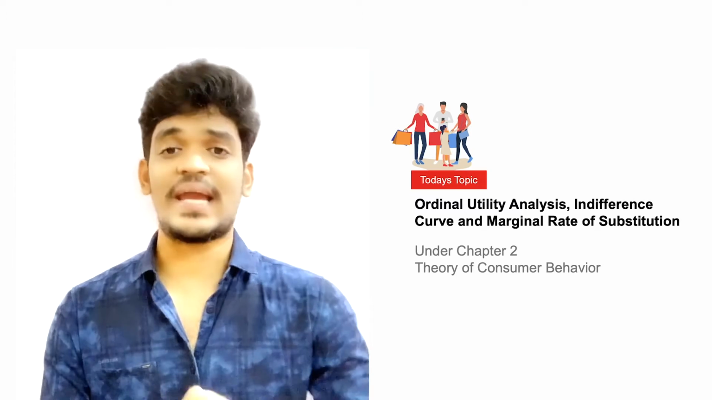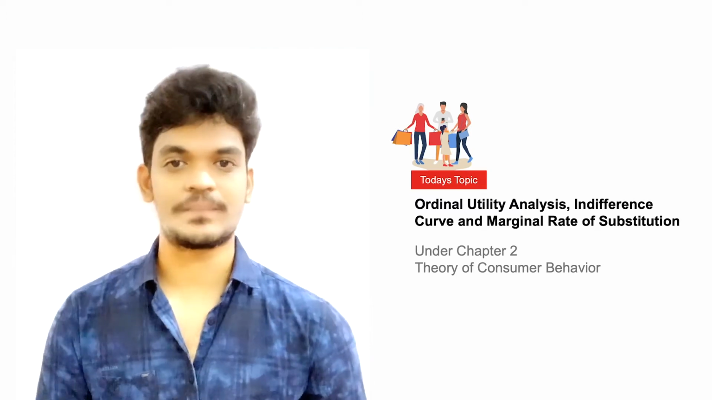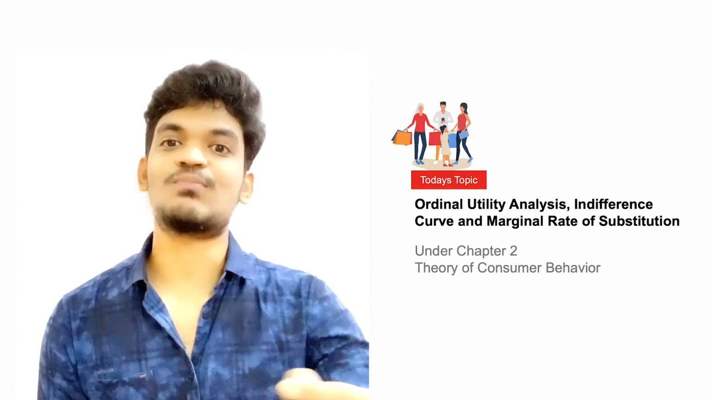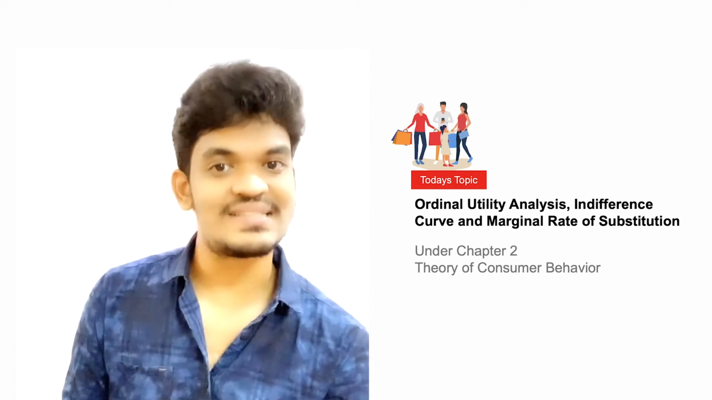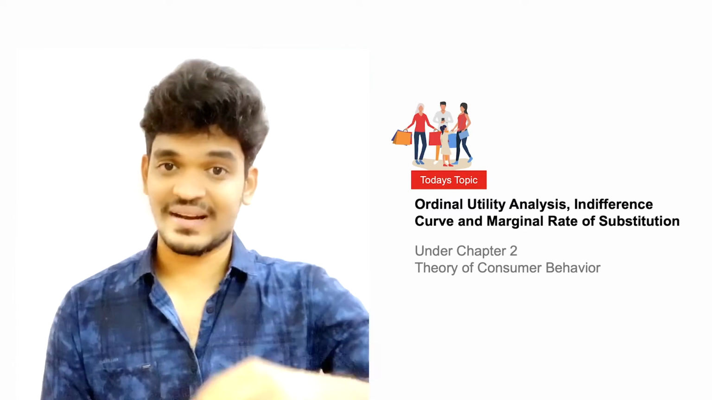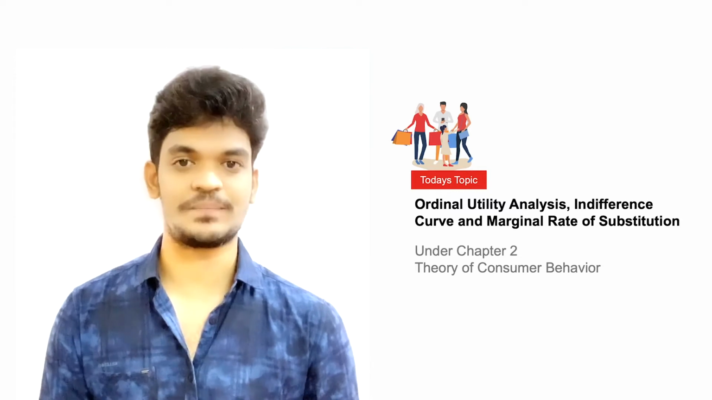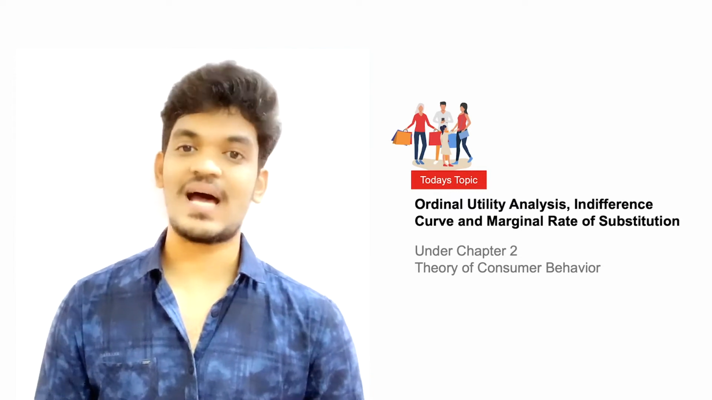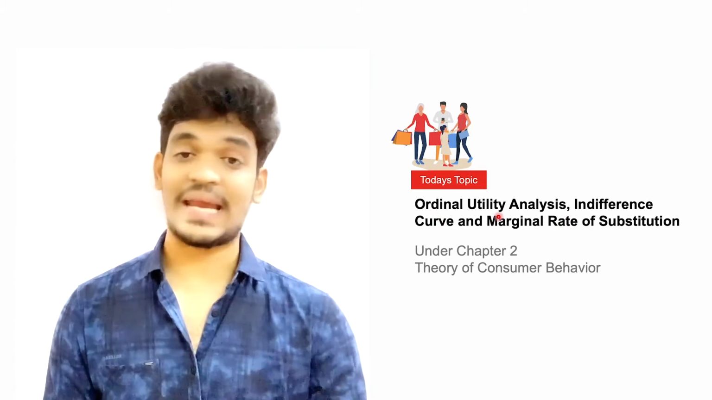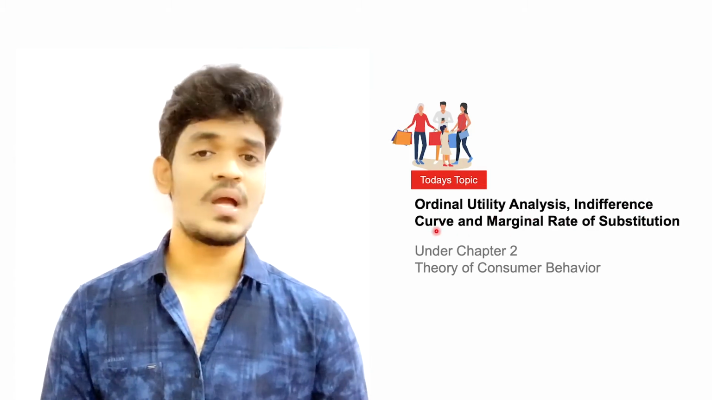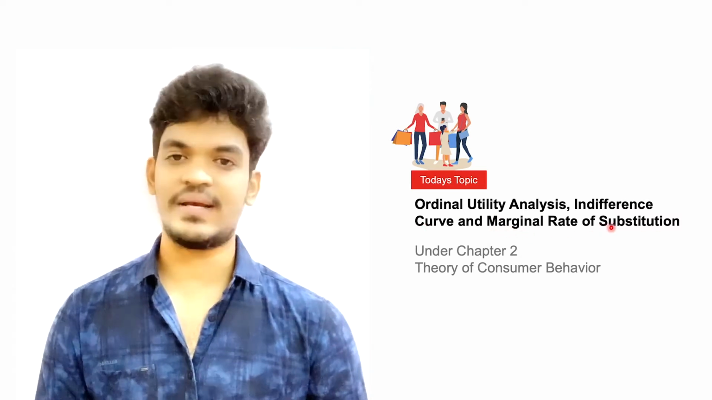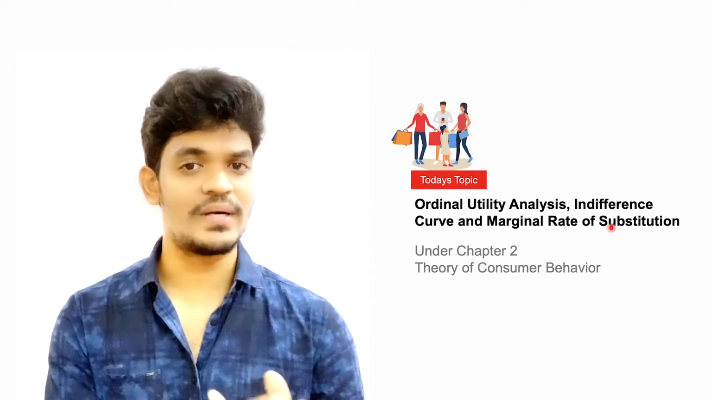So okay, in real life, how do you express the satisfaction? If there are two commodities, I would say that this commodity has more satisfaction, and this commodity has less satisfaction. So this is how we express the satisfaction. We rank the commodities based on the satisfaction. That is what we're going to see in the ordinal utility analysis. We are going to learn about the indifference curve, followed by marginal rate of substitution, and the features of the indifference curve in a much more detailed way.